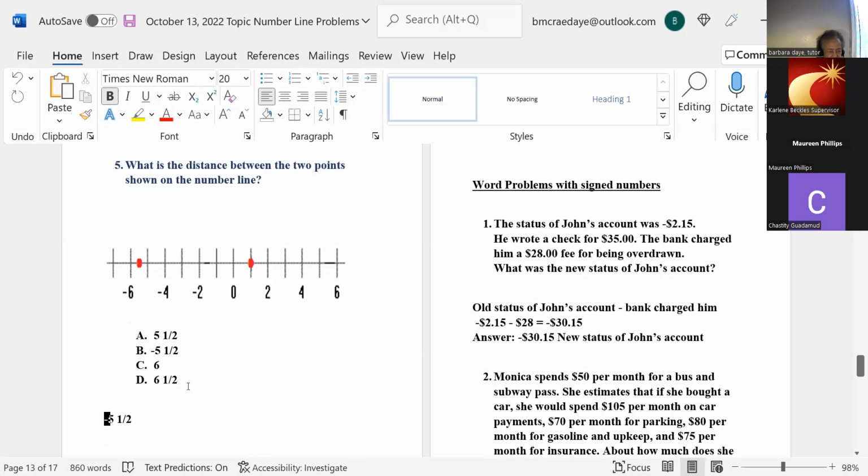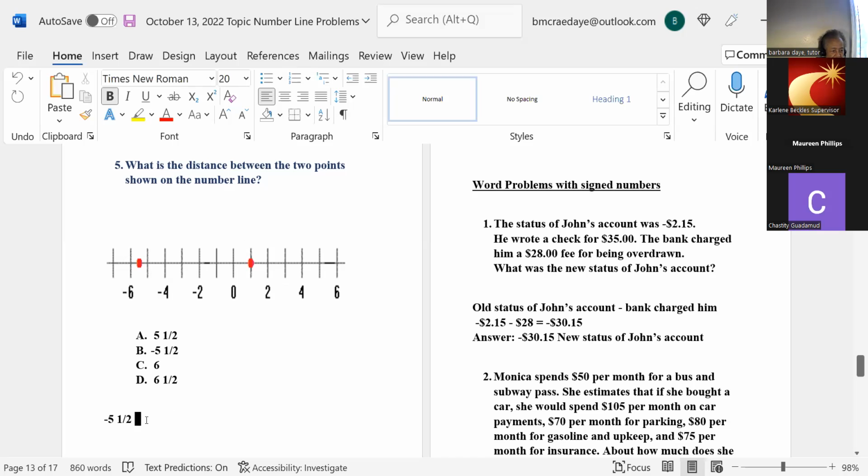Now let's look at the other number here. What does this red dot represent right here? No, here's a 1. Here's a 0 and a 2, and between 0 and 2 is 1. Right. Okay.